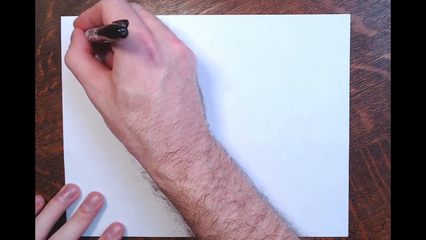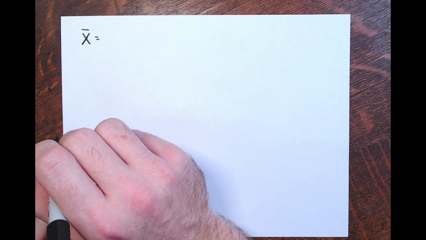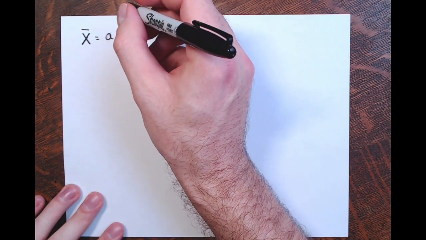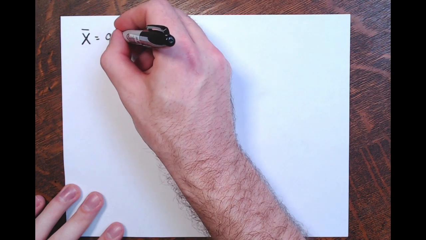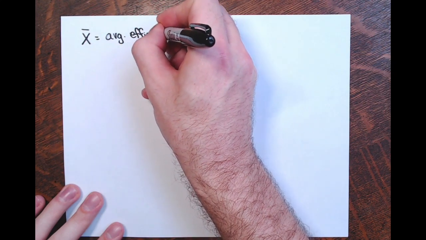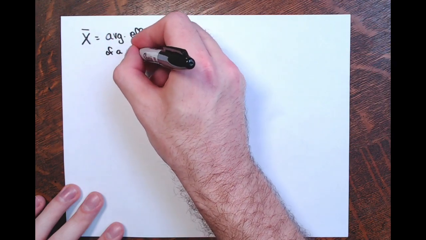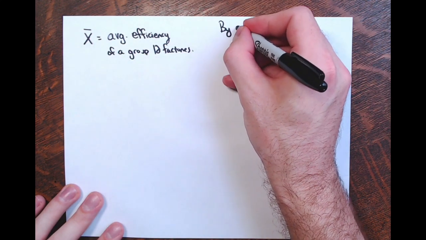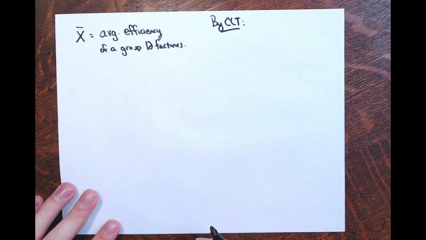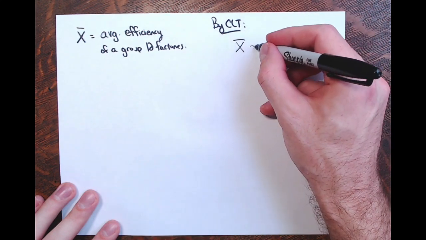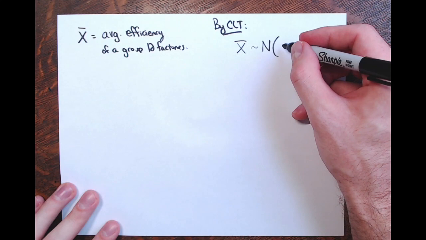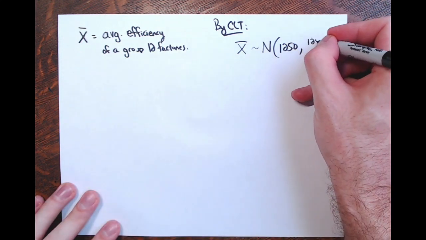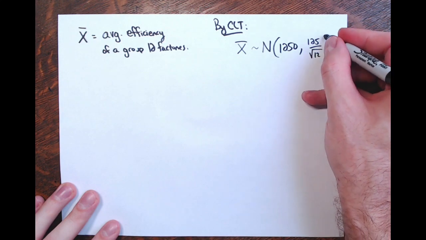All right, so X bar this time represents the average efficiency of a group of 12 factories. That's what X bar represents this time. And by the central limit theorem, since the original population is normal, the distribution of these means should be approximately normal, with a mean of the population, which was 1250, and the standard deviation of the population, 125 pairs of jeans, divided by the square root of the sample size, the square root of 12.